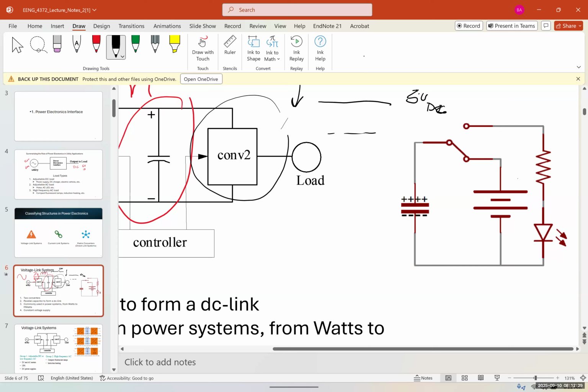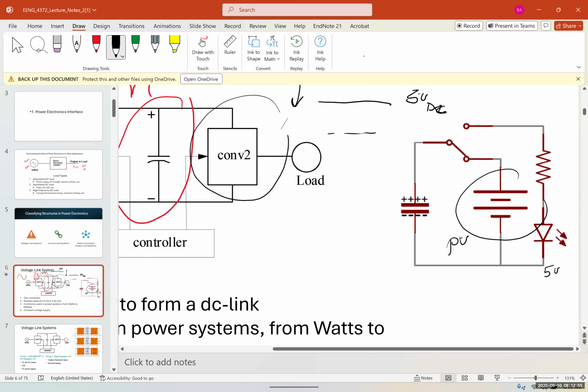So imagine that this is a PV panel, okay? And for a PV panel, the voltage is fluctuating, and this LED works on 5 volt constant. Okay, so what we're gonna do, we're gonna use that capacitor as a buffer, as a reservoir, charge it, and then use that charge to turn on the LED.